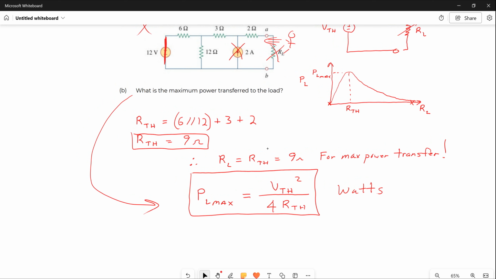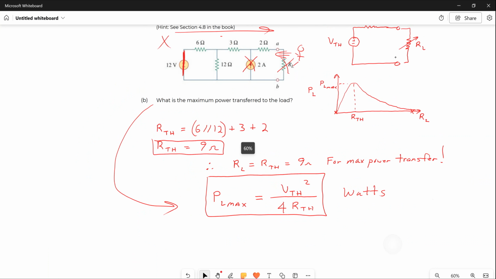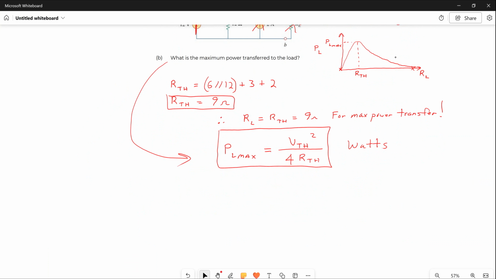If you work the problem out and you're interested in working the problem out, I worked it out using superposition, and when I did that, this is what I got. I ended up with a V Thevenin equal to 22 volts. And you know what your R Thevenin is. We said it was equal to 9 ohms. And if I plugged it into that formula up there, I got power in the load max. It's just a plug-in. Is 13.44 watts.